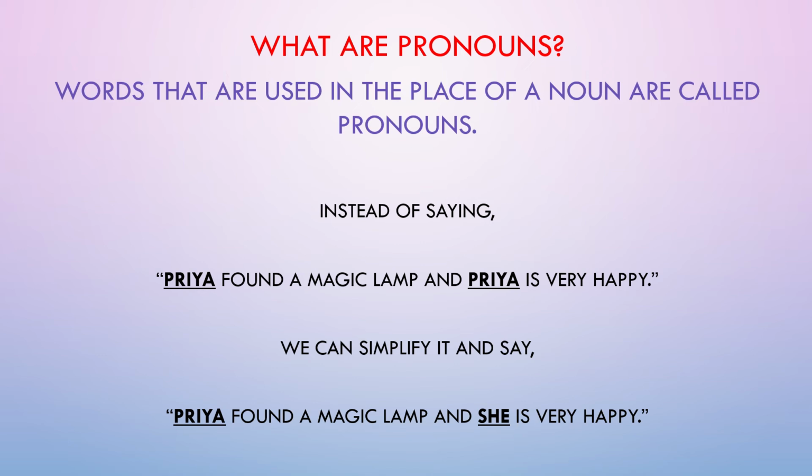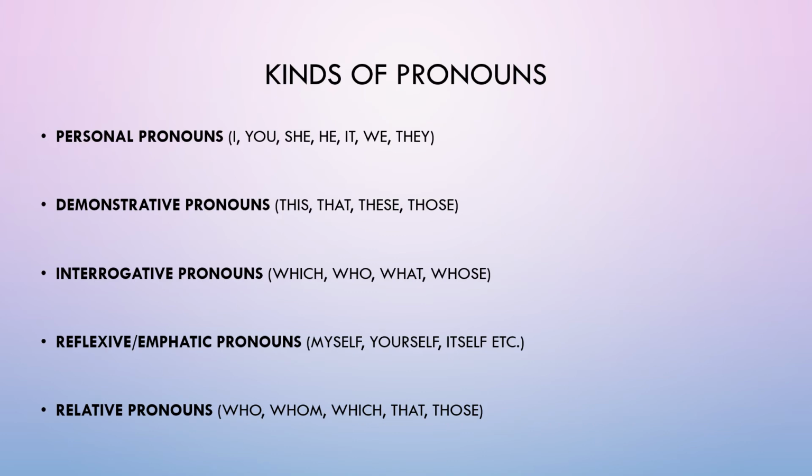So instead of saying that, we can just say Priya found a magic lamp and she is very happy. So we are substituting the word she for Priya. This makes it simpler and easier. These kinds of words which are used in place of a noun are called pronouns. What are the different kinds of pronouns? They are personal, demonstrative, interrogative, reflexive or emphatic, and relative pronouns.